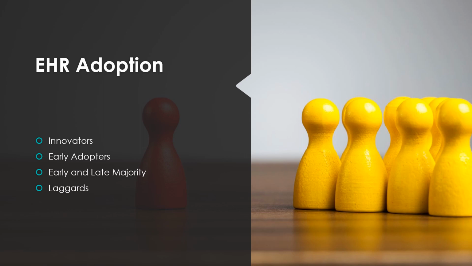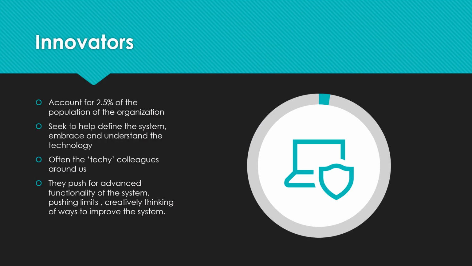So if we talk about EHR adoption, we can use standard innovation theories, such as looking at innovators, early adopters, the early and late majority, and the laggards. The innovators. These account typically for 2.5% of the population of an organization. Innovators seek to help define the system, embrace and understand the technology.